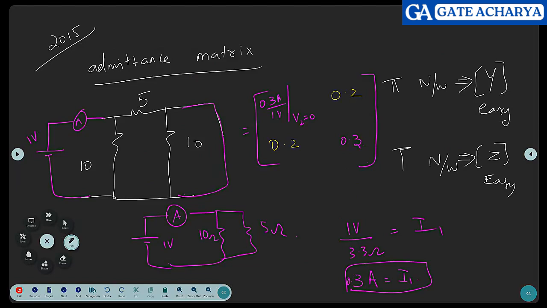This is the Y matrix. So we made Z matrix and Y matrix. Z matrix, when do you make? For T networks. When do you make Y matrix? For pi networks. If they ask for a pi network Z matrix, then you will have to find Y, take the inverse. So that's all we did.